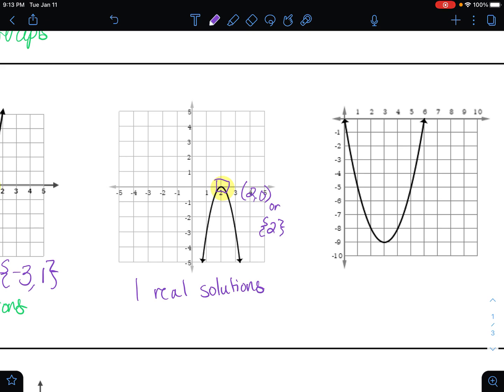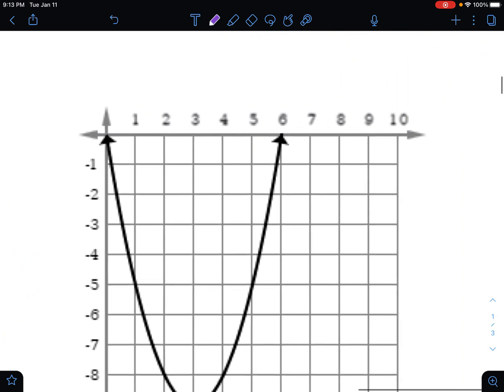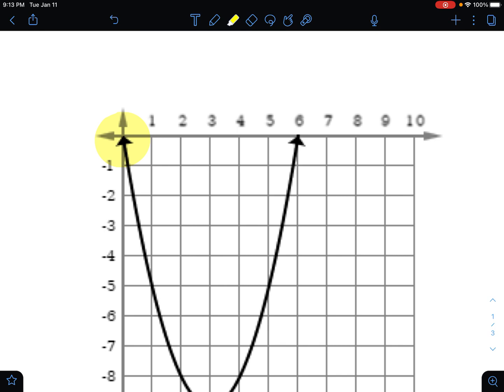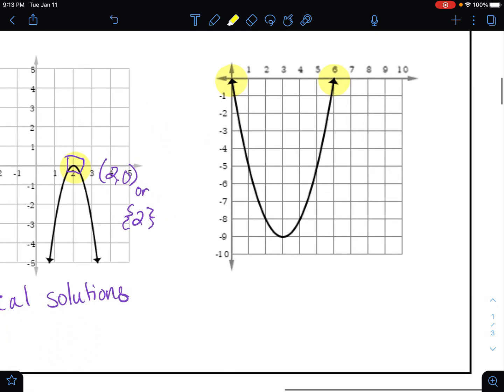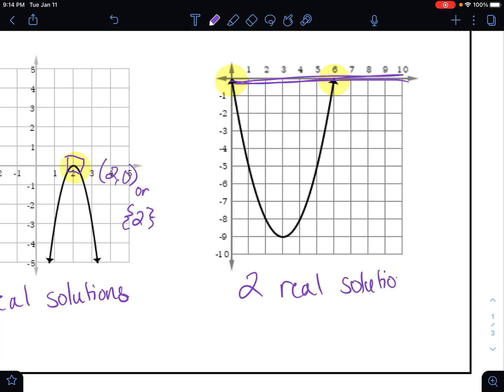And then last but not least, this graph also has 2 solutions, one right here and one right here. Okay, because see, our x-axis is way up here. I know this graph looks a little different, but that's okay. So we have 2 real solutions. And then using my set notation, they happen at 0, and then they happen over here at 6.